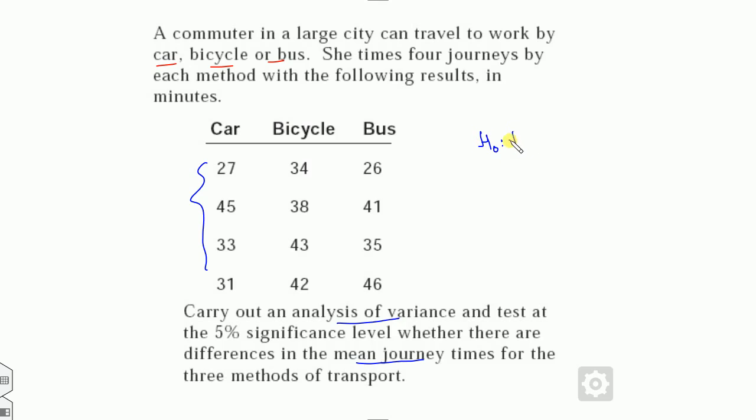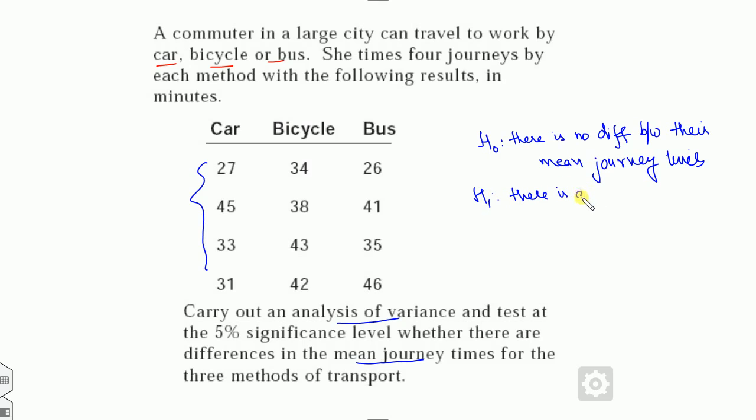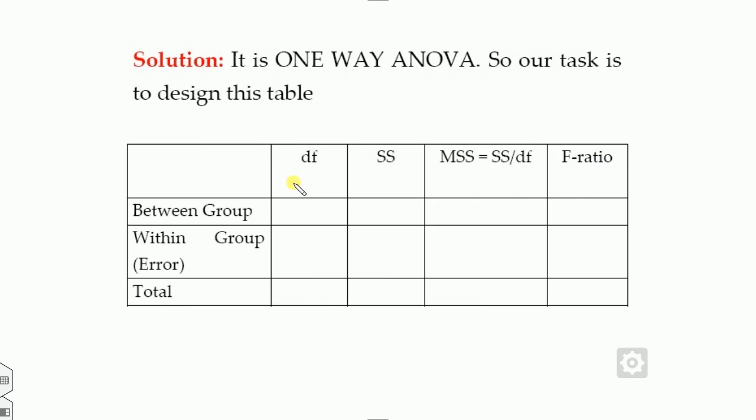So what is H0? There is no difference between their mean journey times. And H1 is there is a difference between their mean journey times. So again it's an ANOVA because it consists of more than 2 samples. Here the samples are 3, so the t-test is not applicable, so ANOVA is applicable. So we have to construct this table.